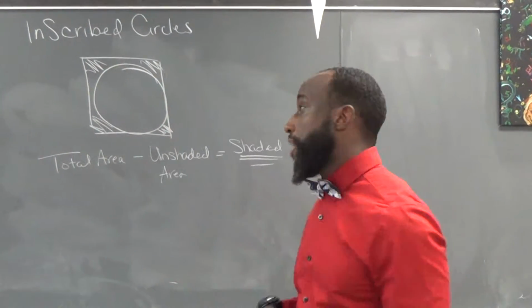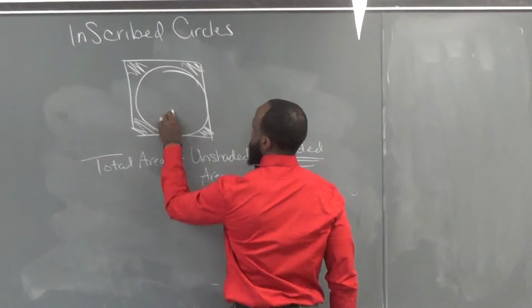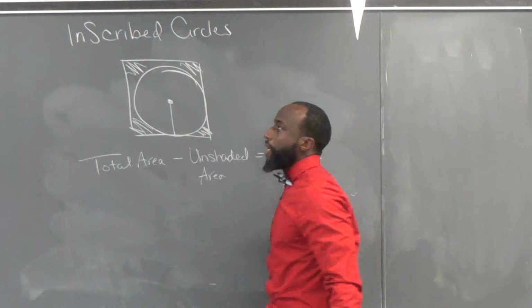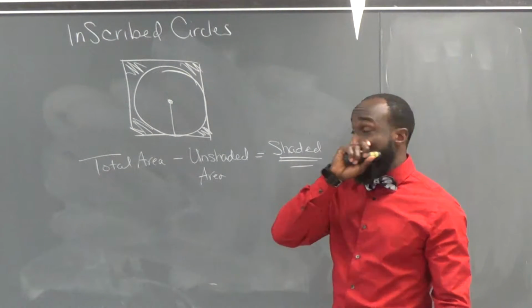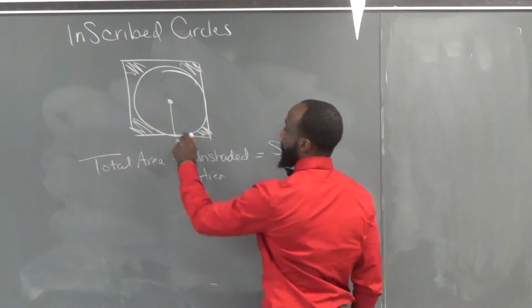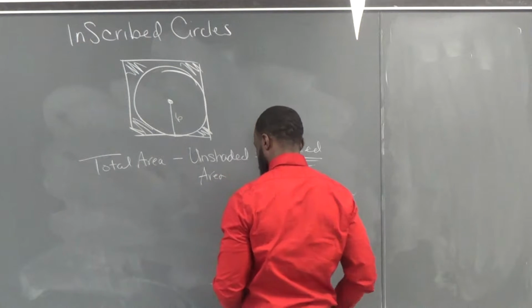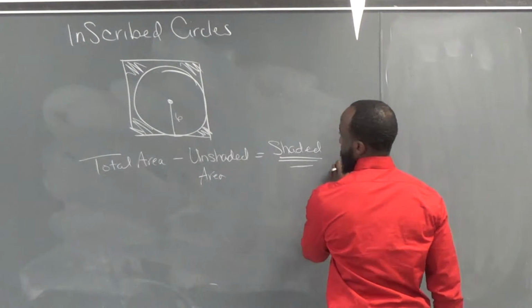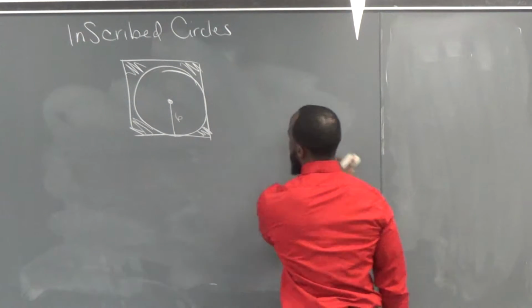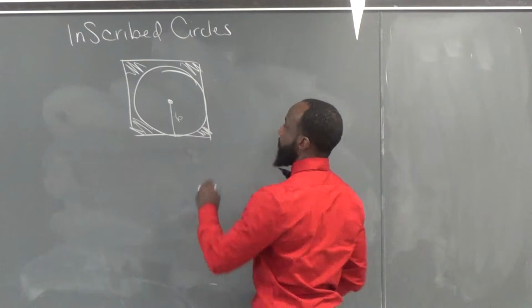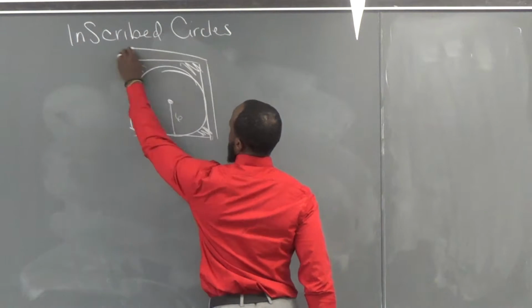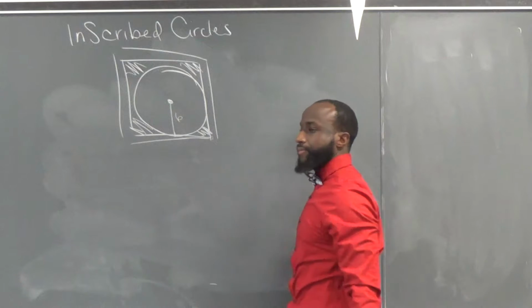Let's look at this first example. If we're dealing with this circle here, we want to find the area of the shaded part if the radius is 6, okay? First thing you want to do is find the area of this rectangle here, all right?